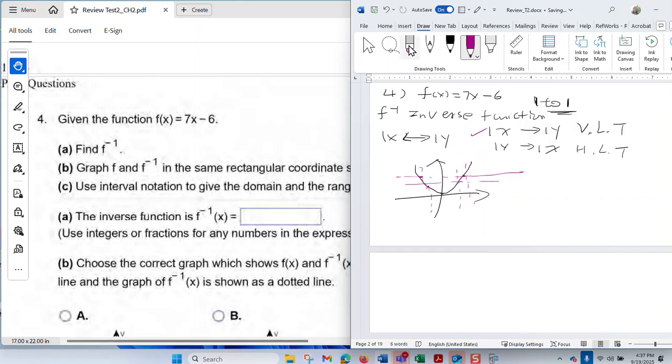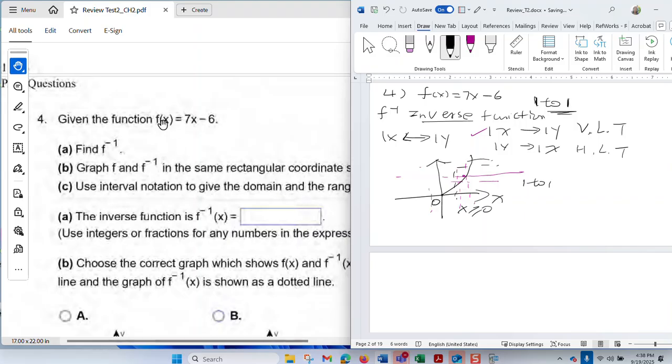Okay, so how do I get it to be a 1-to-1 function? If I only have a partial like that, now I have a left-hand side. If I restrict the domain here to only x is greater than or equal to 0, now this one will pass the vertical line and also pass the horizontal line. So this one will be a 1-to-1 function. In order to find the inverse, you have to have a 1-to-1 function.